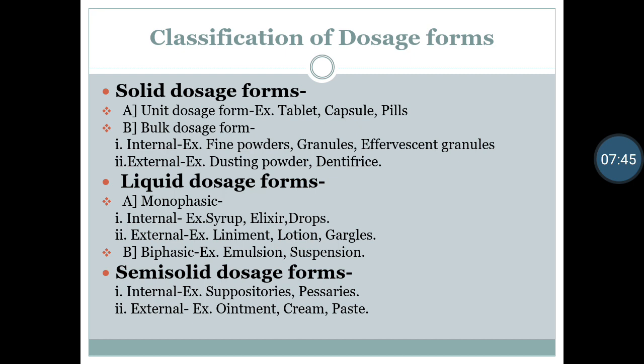The second type of liquid dosage form is biphasic liquid, and here the examples are emulsions and suspensions. The third class is semi-solid dosage forms. They can also be taken internally or can be applied externally on the skin. The examples of the semi-solids which are taken internally are suppositories and pessaries. And the semi-solids which are applied externally are ointments, creams, pastes or jellies.